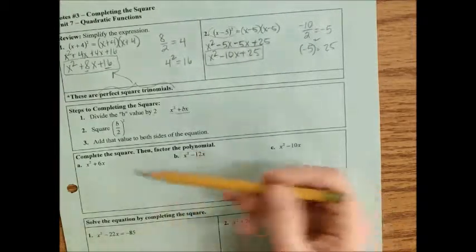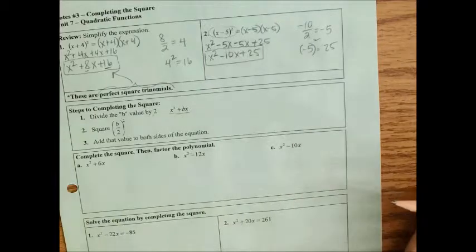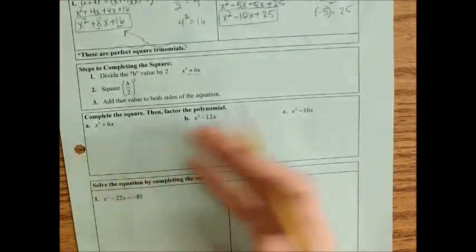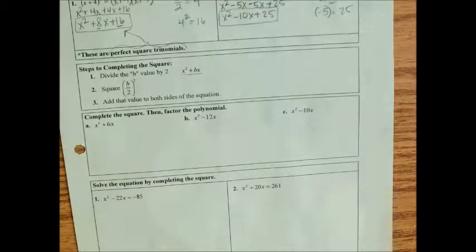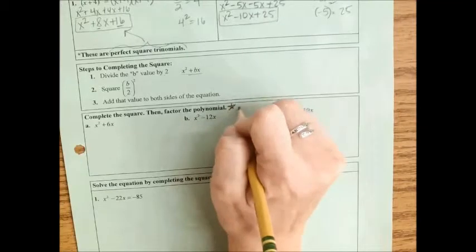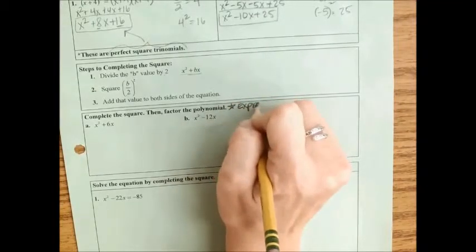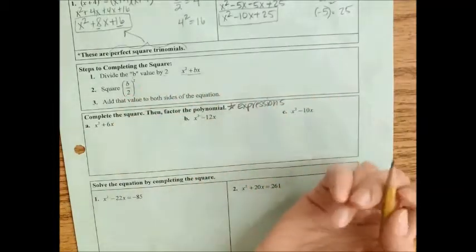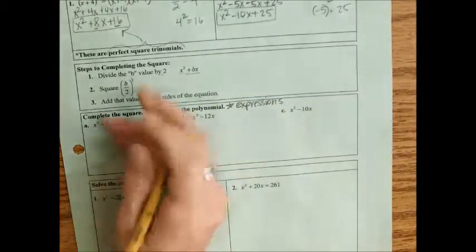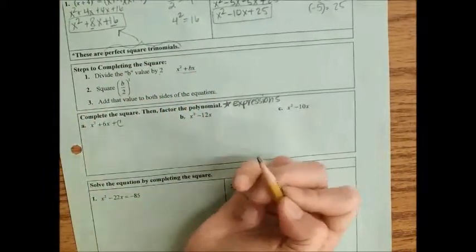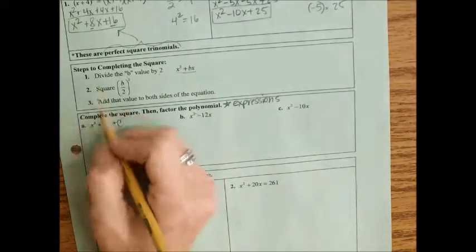So what I have, A, B, and C, these are steps for completing the square. Notice how the c term is missing. But these are expressions. So again, these are expressions. We are not solving, but just completing the square. So what we're going to do to complete the square is we're going to figure out what that plus c would be.